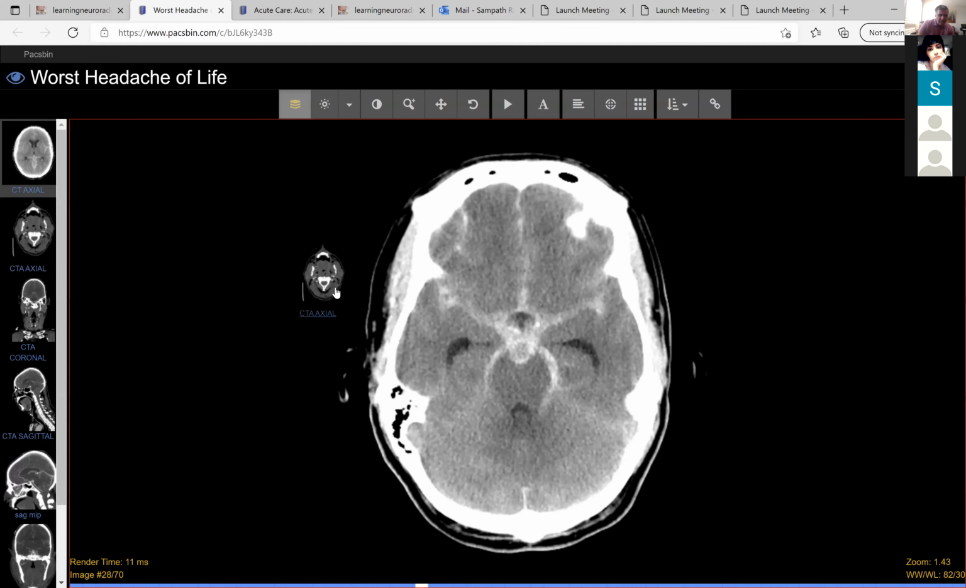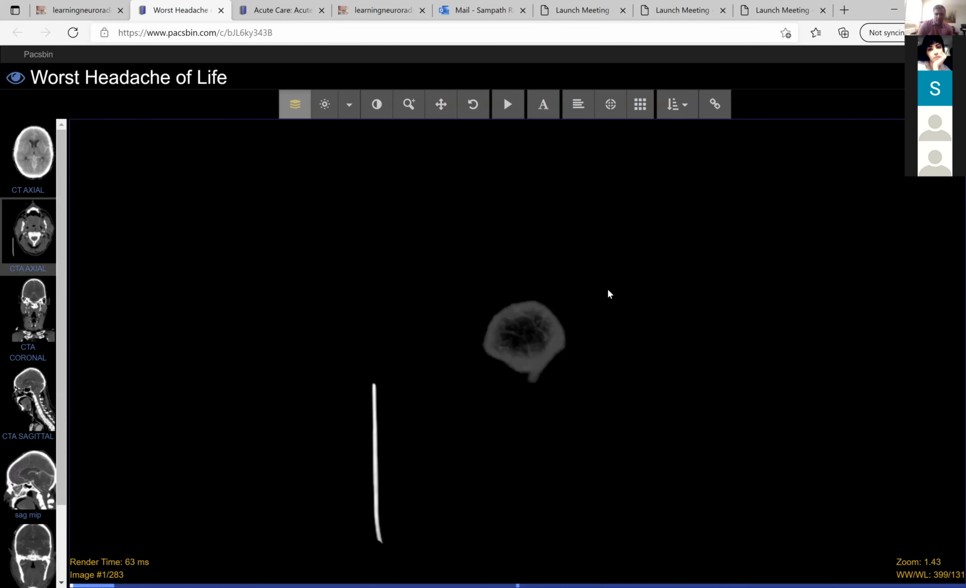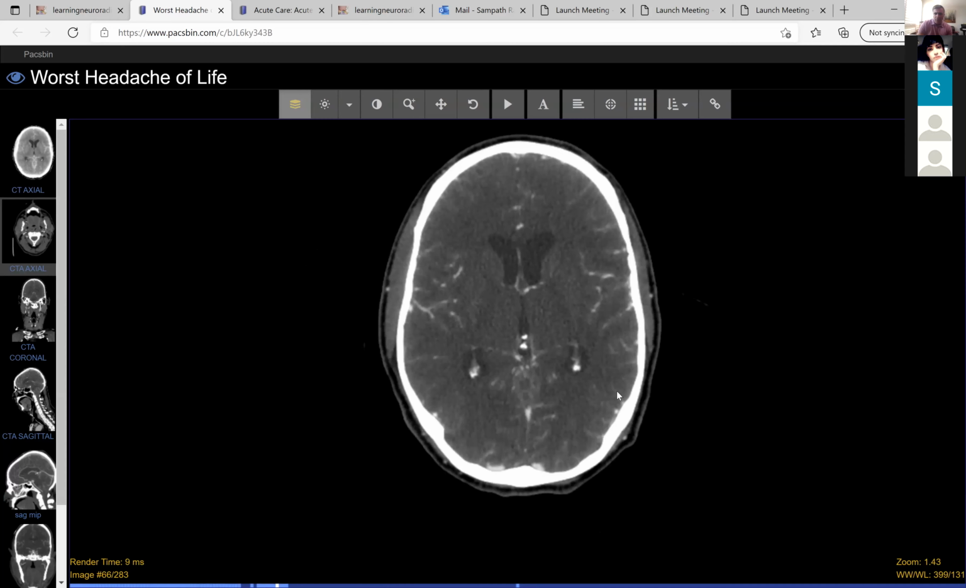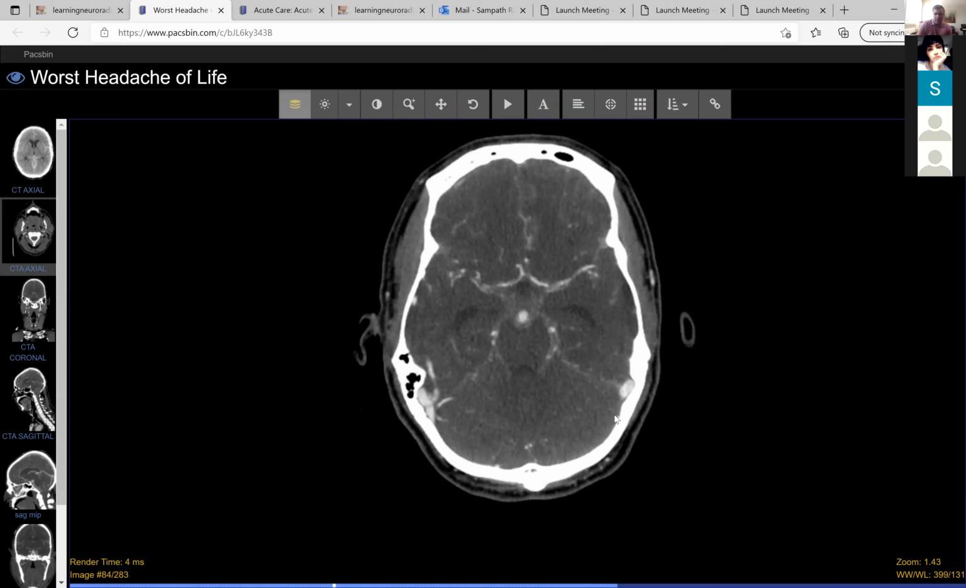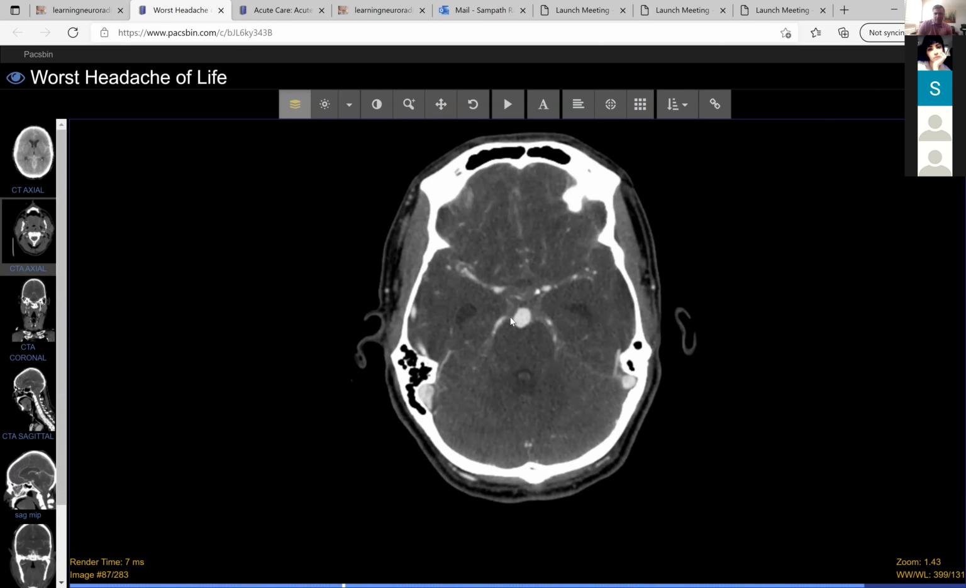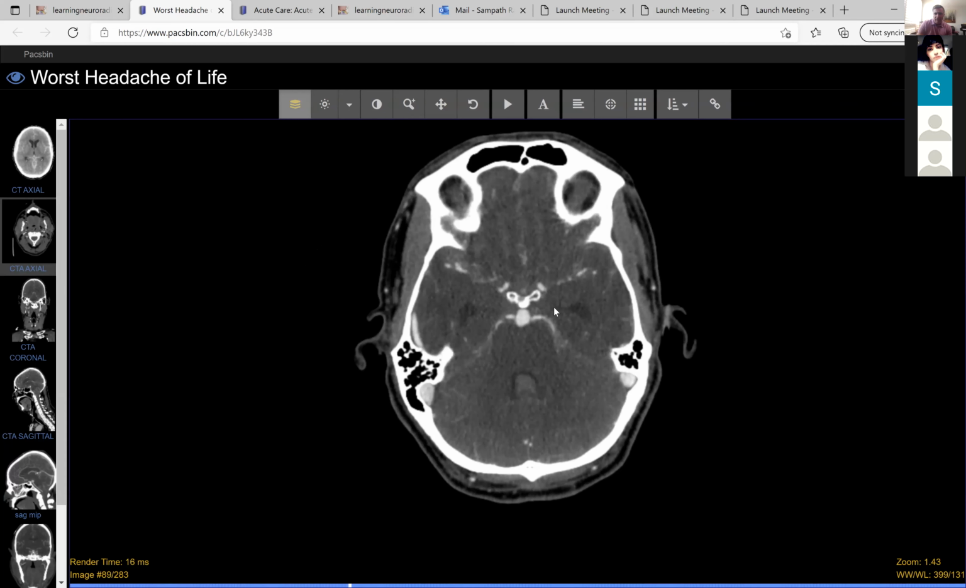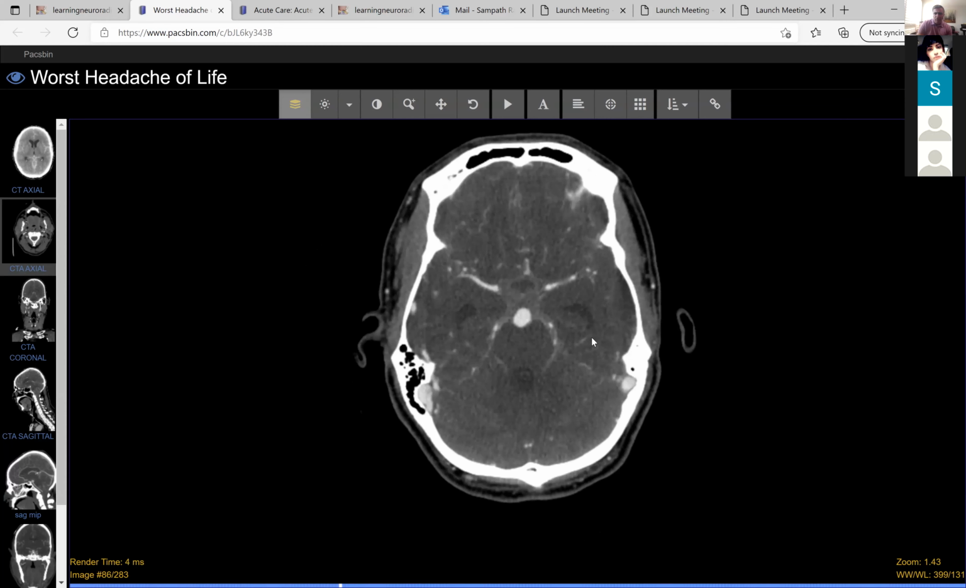And here is a CTA of the brain, which shows you what we do once you see this kind of bleed. You can see this is your big basilar artery. This is where the source of the bleed is. This is actually a brain aneurysm which has bled out, and you can see how big it is here. So this is the source of your bleed right there.